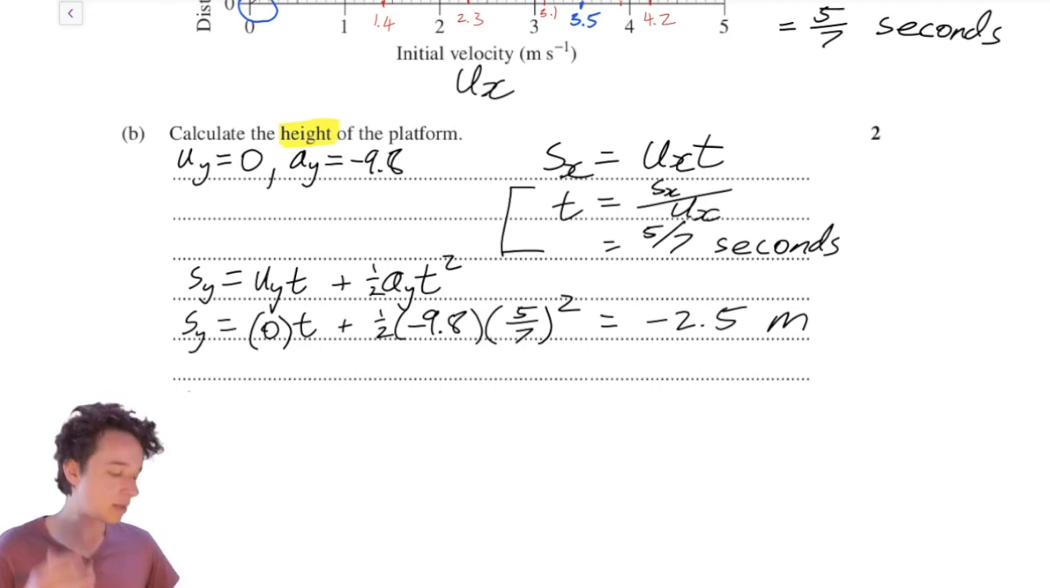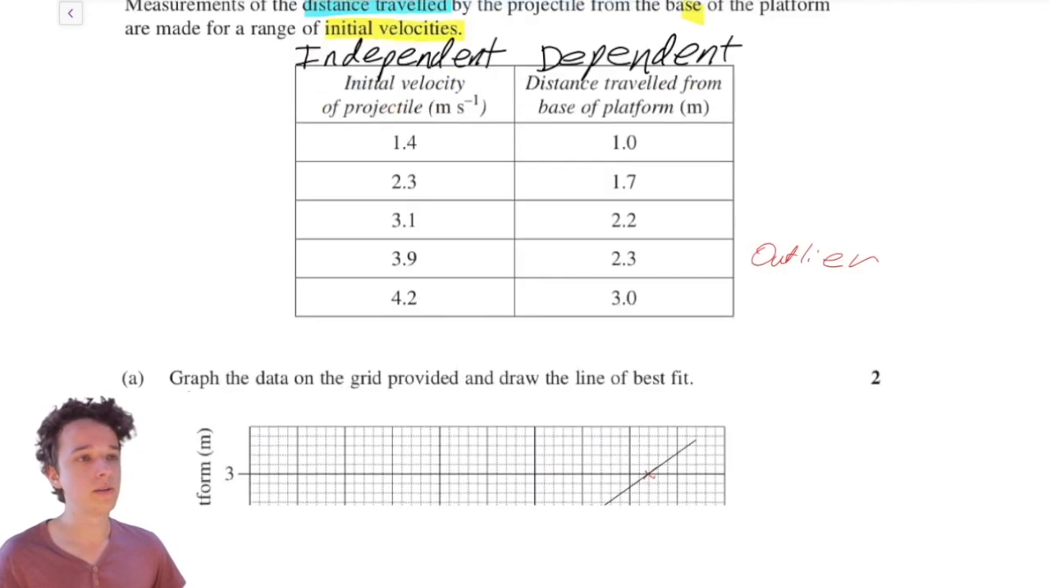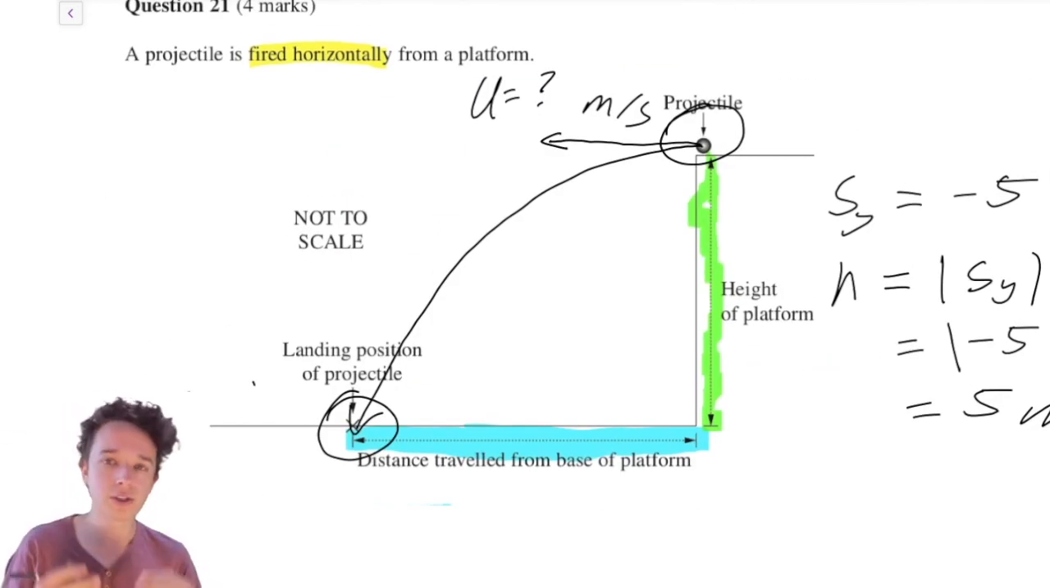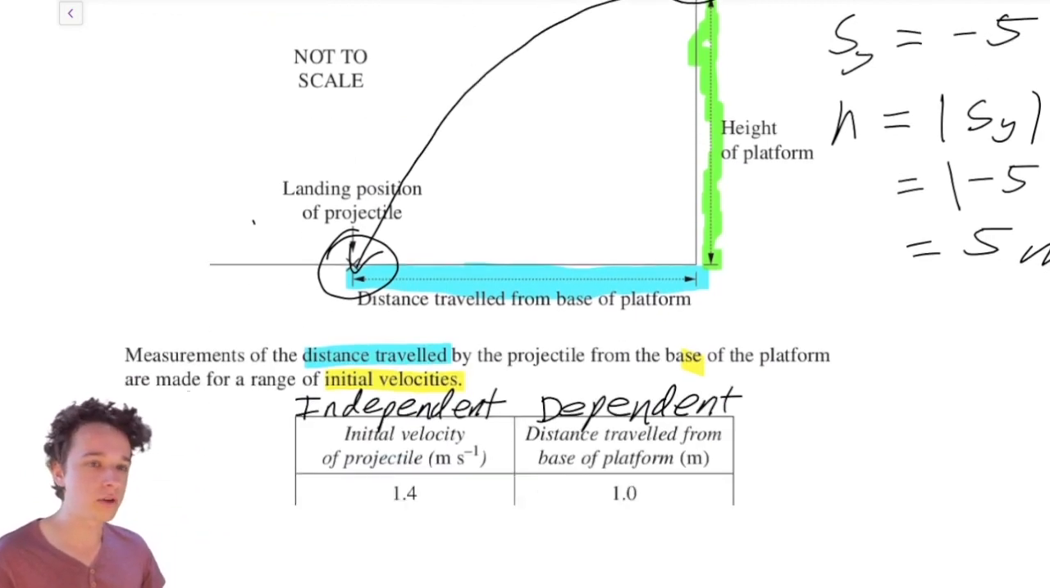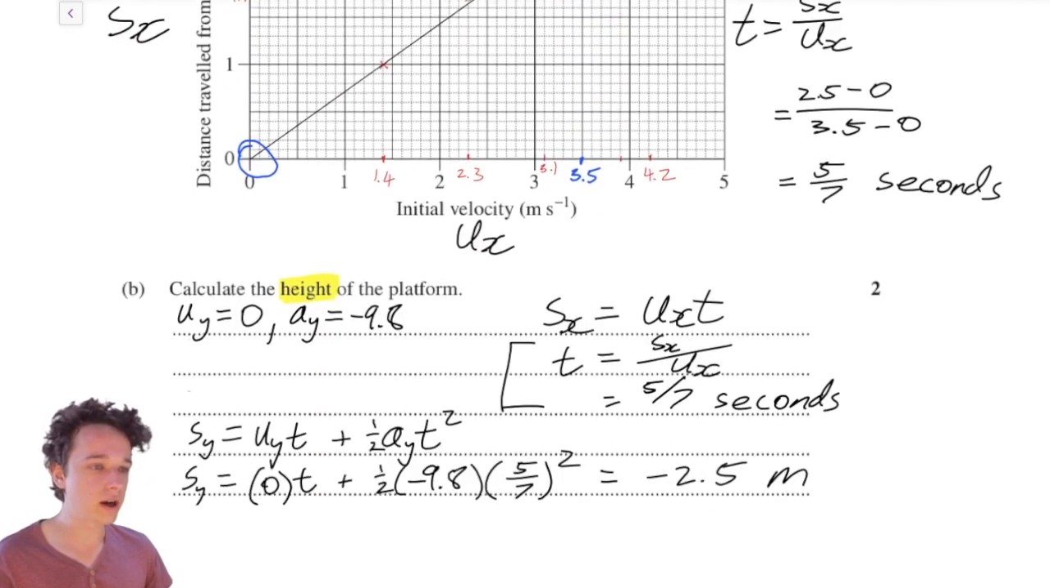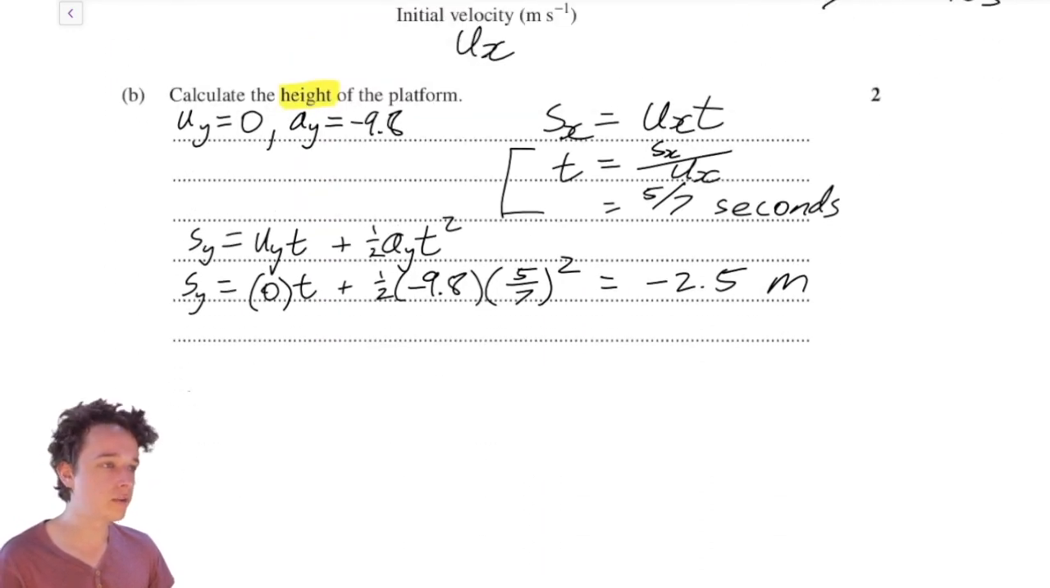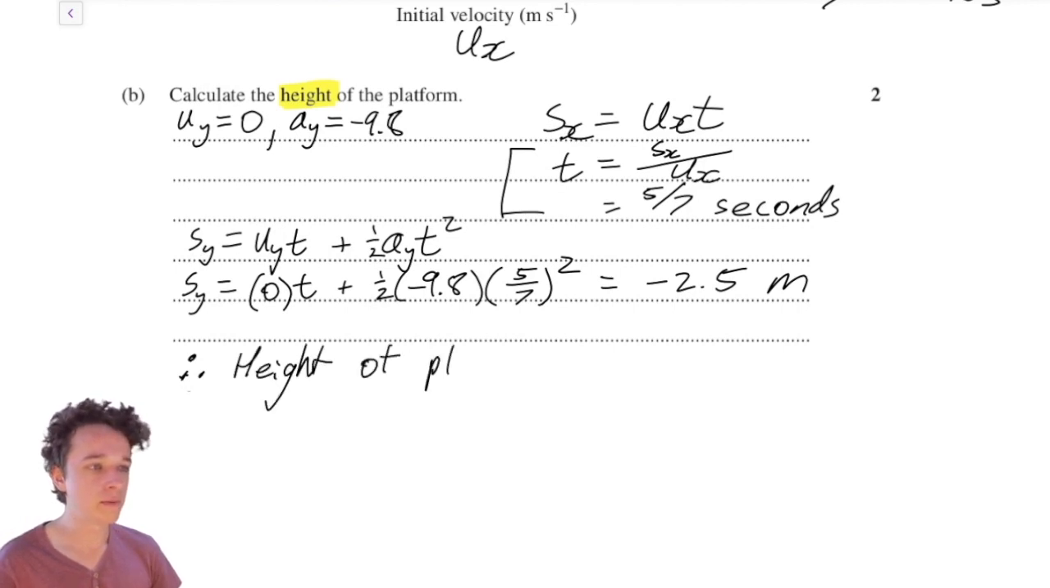So that's, again, the displacement is negative because the ball has fallen down, it has traveled down, but the question hasn't actually asked us for the displacement in the y component, it's asked us for the height, and the height is just going to be the absolute value of this. So therefore, height of platform is 2.5 meters, and underline that.